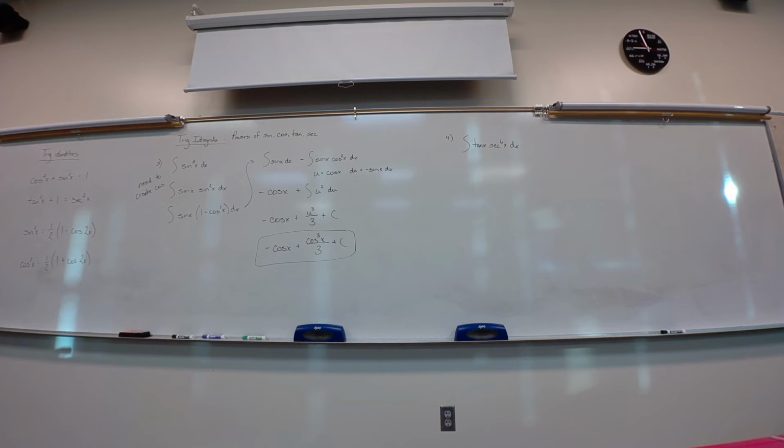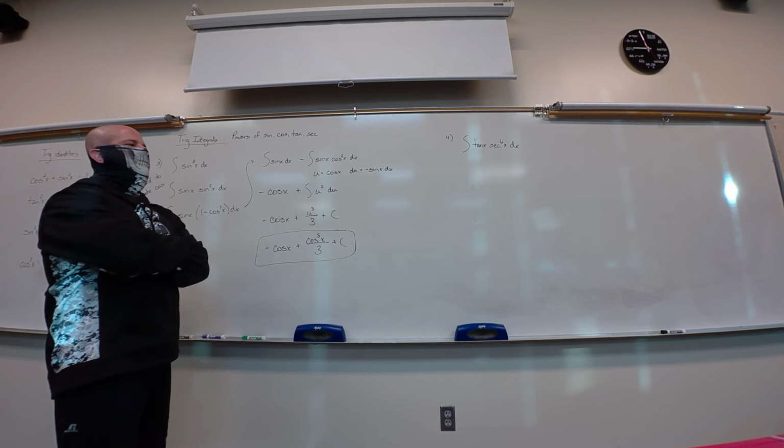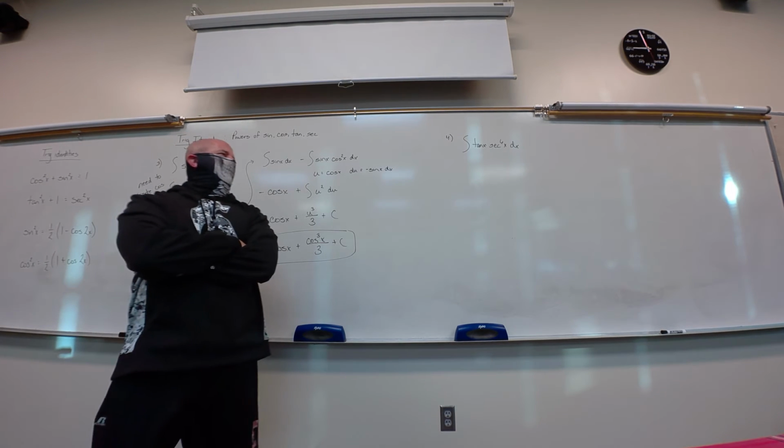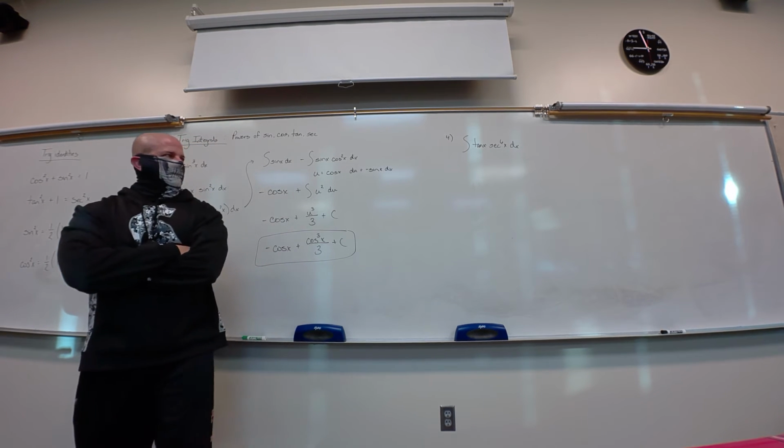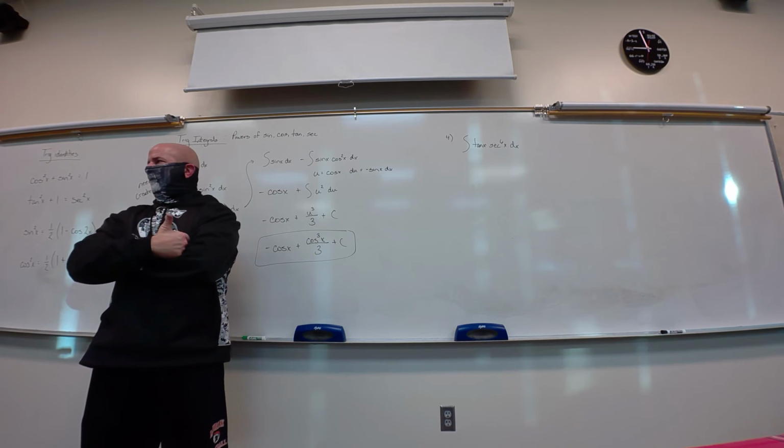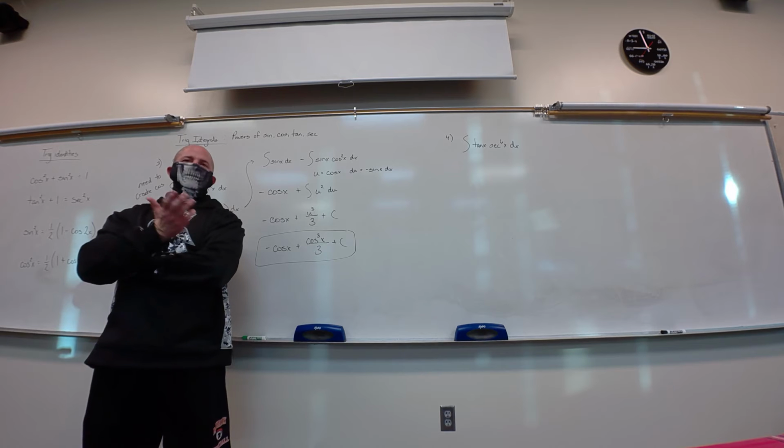Thoughts? U equals secant. If u is secant, du would be secant tan. So that takes one of my secants away and eats up the tan. I don't have any tans left over. Sounds good.